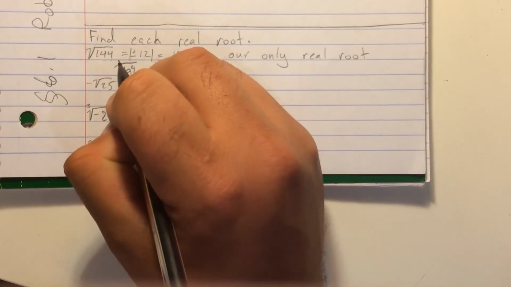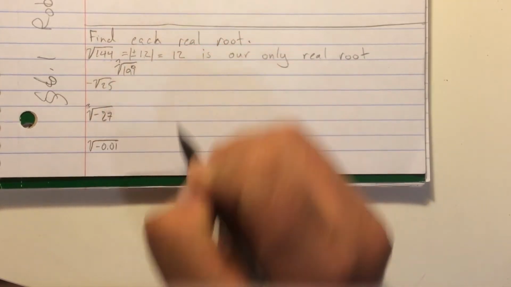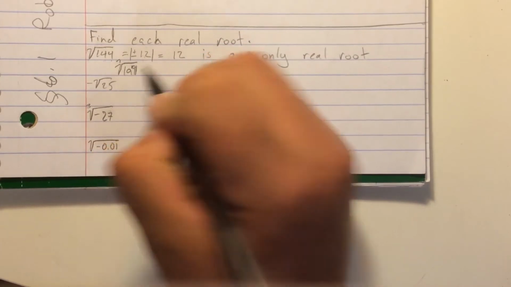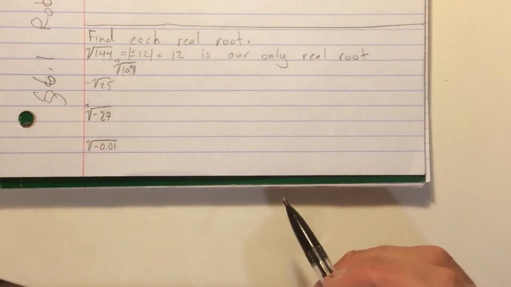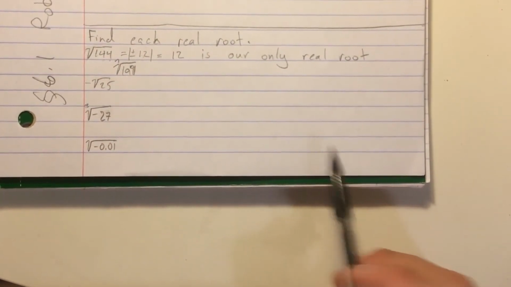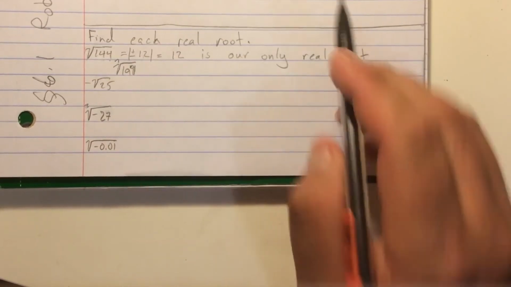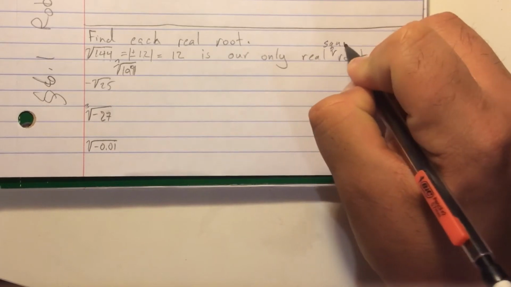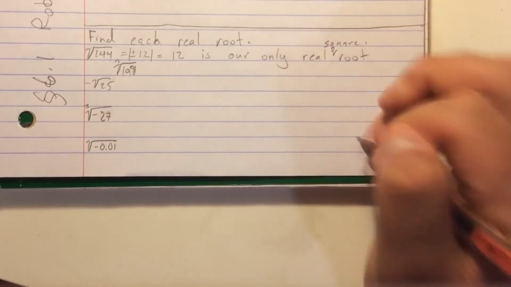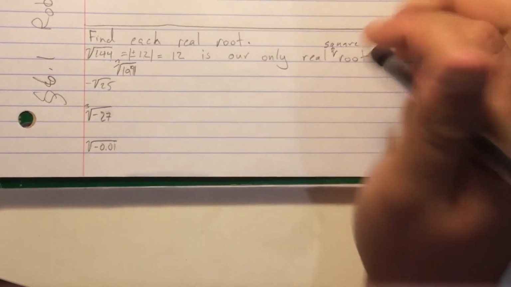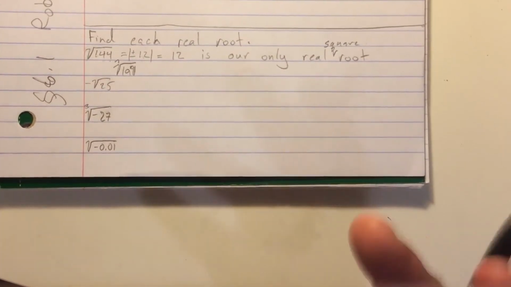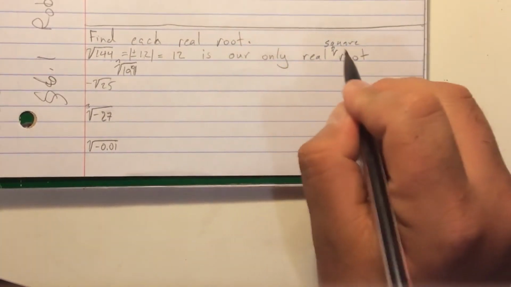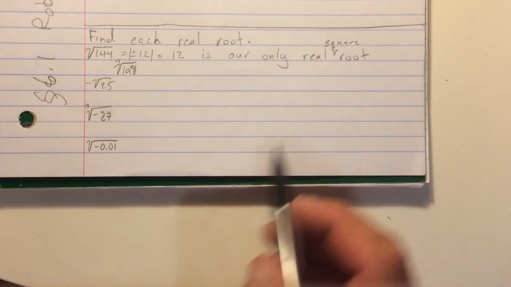This is actually on your notes. I think they use n here and n here as well. So it works out like that. Okay? So it's our only real square root. And so 12 is our only real square root. Okay, so we'll go to the next one.